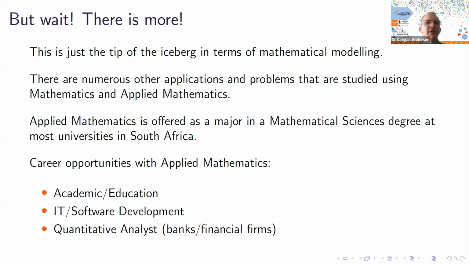And just to briefly mention career opportunities with applied mathematics, the big three, which I've seen over the years speaking to students who've done this degree and going on into careers. First and foremost is academia or education, becoming a university lecturer or a mathematics teacher. The second one is IT or software development, programming, developing software. Even though you might not take computer science in your mathematical sciences degree, software companies still look for the problem-solving skills you develop while pursuing an applied mathematics degree.